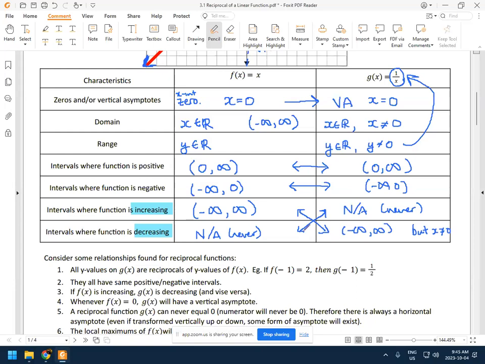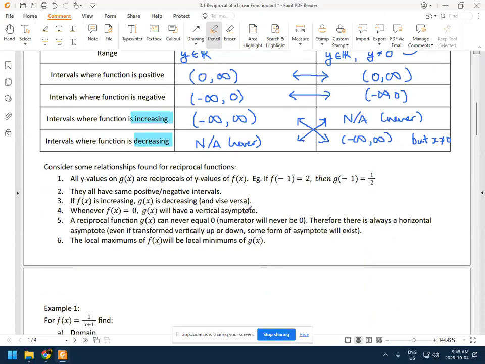That's it. That's the main difference. So as a summary, consider some relationships that we find. Whatever y values I have, the reciprocal will always have the reciprocal y value. So if I have f of -1 is equal to 2, then g of -1 will be the reciprocal. It sort of makes sense.